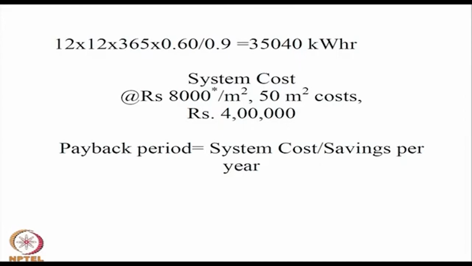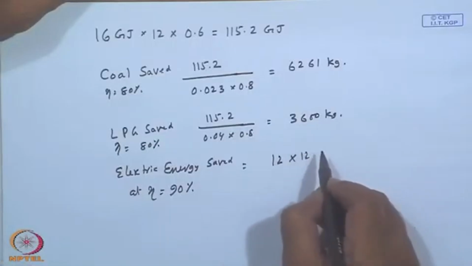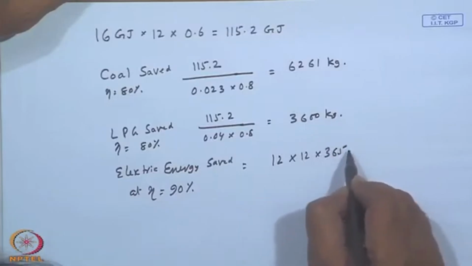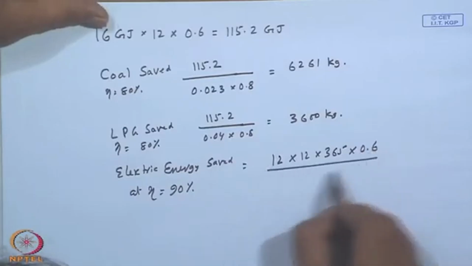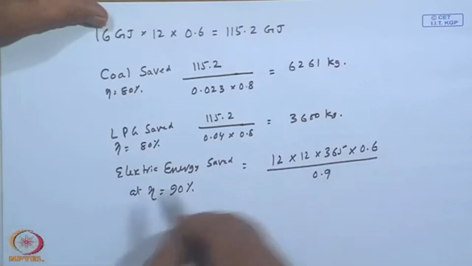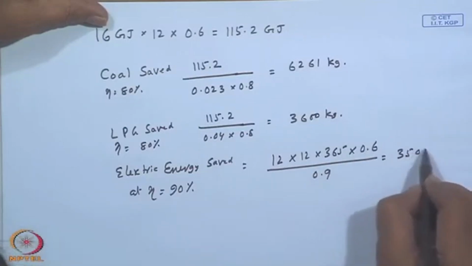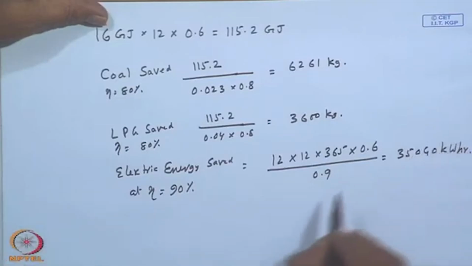At this, it will be a little higher, which will be equal to, it is 12 kilowatts for 12 hours a day multiplied by 365 multiplied by the solar load fraction 0.6 by efficiency 0.9. This will be equal to 35040 kilowatt hours.